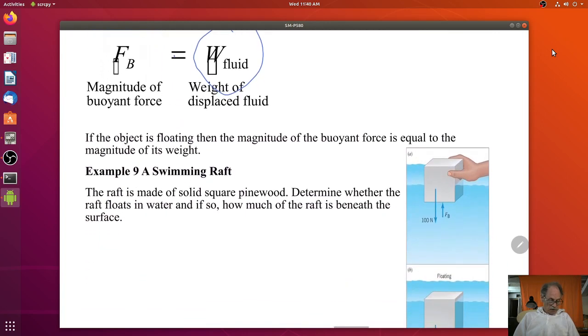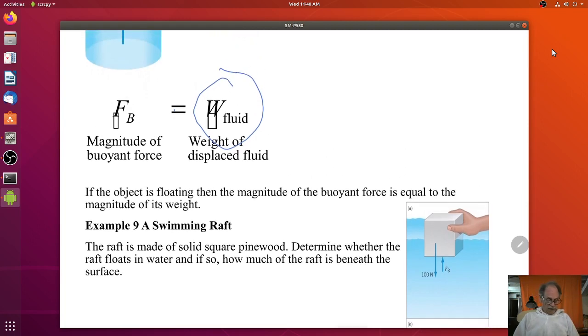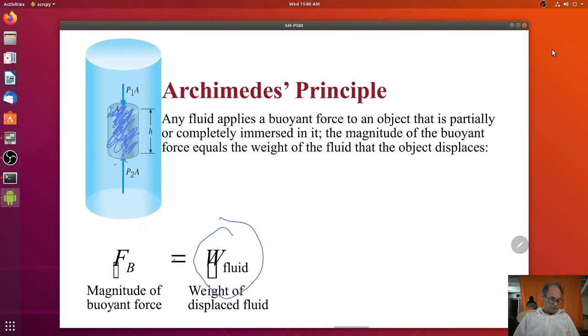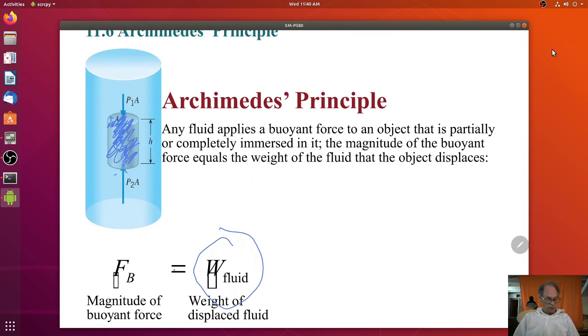Okay, so example, a swimming pool raft. Well, if an object is floating, then the buoyant force is equal to the magnitude of its weight. That's just the upward force, which is buoyancy, and the downward force, which is weight, balancing if it's floating in equilibrium. So if I replace this chunk here with a substance that has less density than water, it's going to have a buoyancy force that's bigger than the weight, and it's going to pop up to the surface.